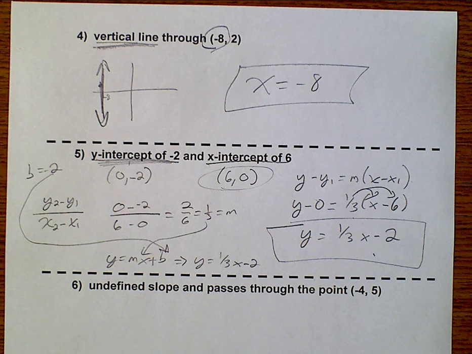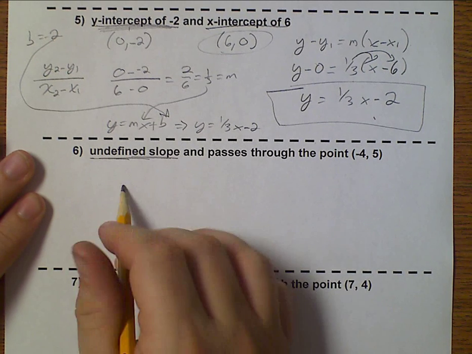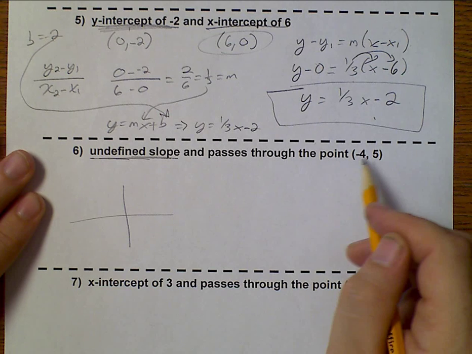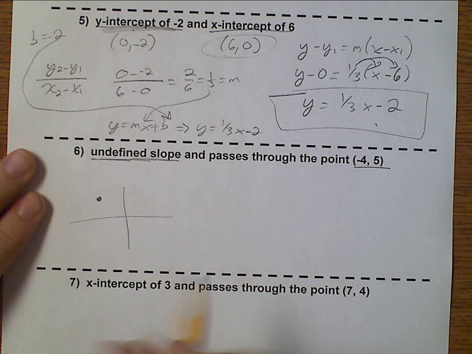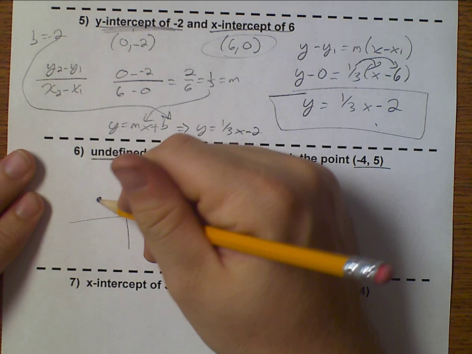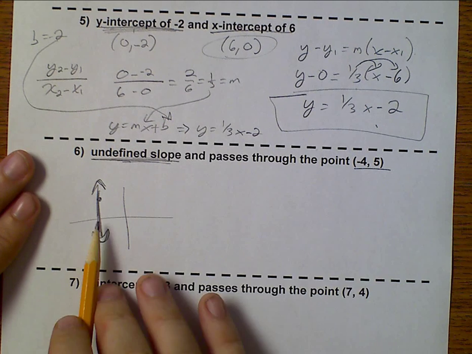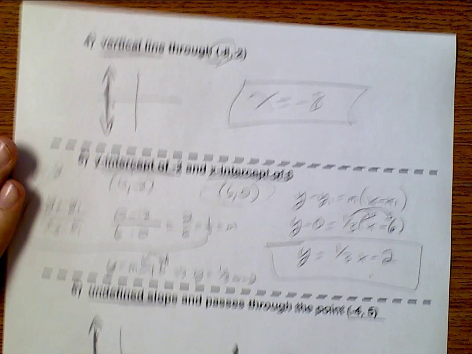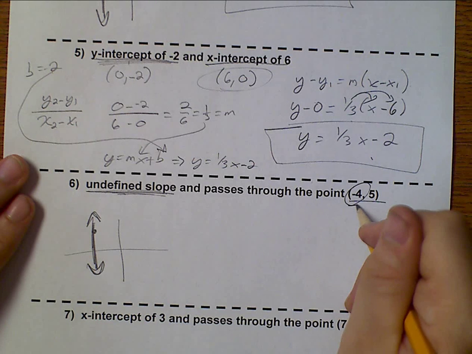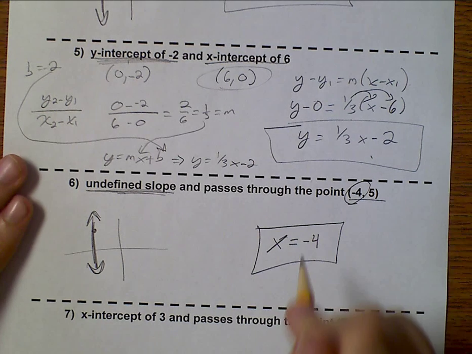Let's take a look at example number 6. Now example number 6 says that we have an undefined slope. And it goes to the point negative 4, 5. Well, an undefined slope is one that goes straight up and down. Well, we already know that if we get a line that goes straight up and down, like we did for number 4, all we care about is our x value. Very simple.